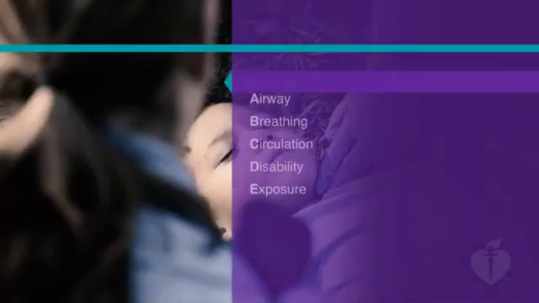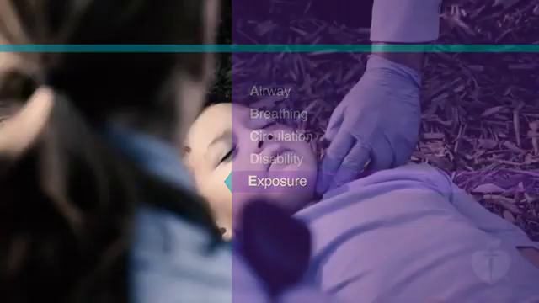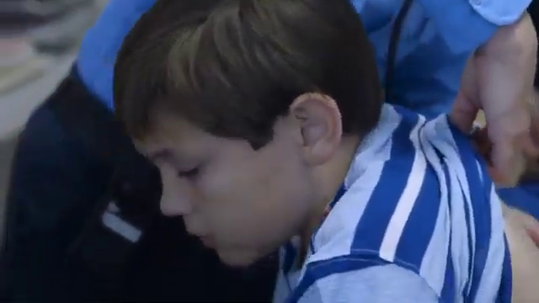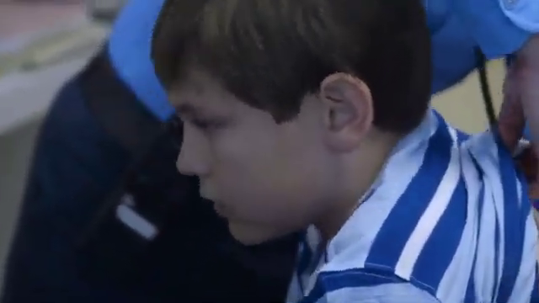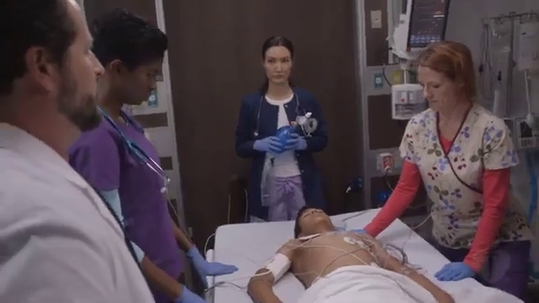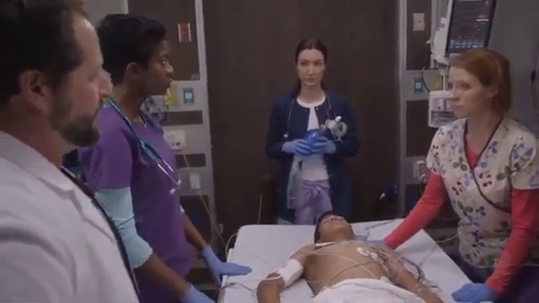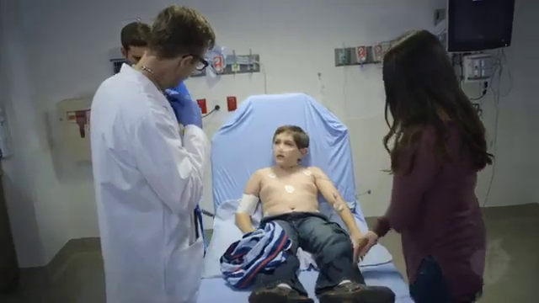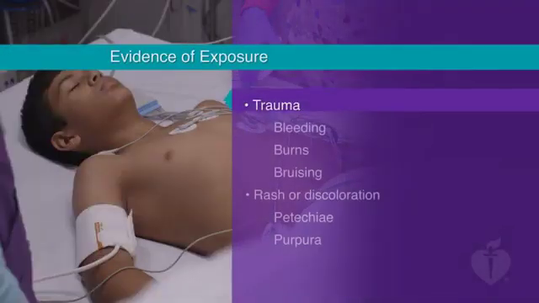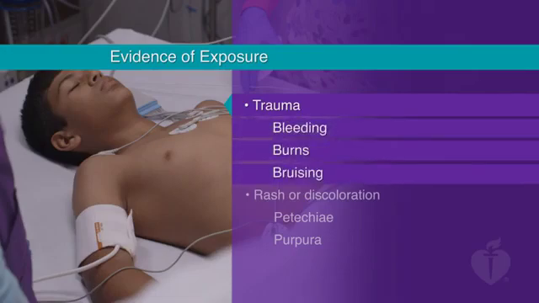Now, let's move on to the final step of the primary assessment, exposure. This component focuses on monitoring the child's temperature and examining the skin for evidence of injury, bleeding, or rashes. When you're performing the exposure part of the primary assessment, you perform a complete head-to-toe visual examination of the skin and body, including the patient's back and perineal area. You should look for evidence of trauma, such as bleeding, burns, bruising, or other types of injuries.